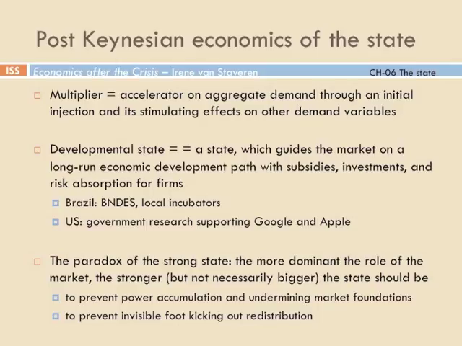How can the state exactly perform this role in post-Keynesian economics? Well, it has some tools. One is the multiplier. It's an accelerator on aggregate demand through initial injections in the economy, for example, through government spending. Another tool is the developmental state, a strong state that provides support for innovation, subsidies to some sectors of the economy that are key, and also a risk buffer for important firms and sectors in the economy.